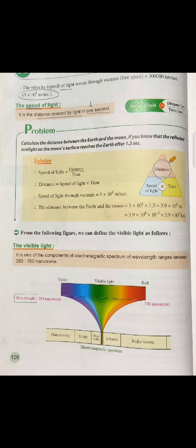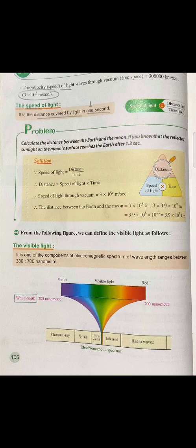There is one problem on this rule. Let's try to solve it. It asks to calculate the distance between the earth and the moon, if you know that the reflected sunlight on the moon surface reaches earth after 1.3 seconds.